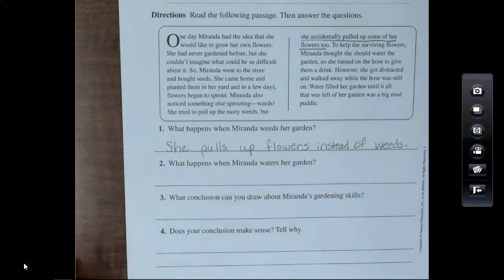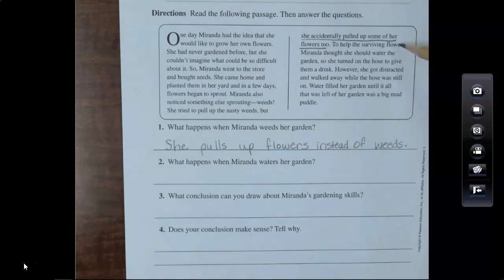Okay, write that in for number 1. Number 2 says, what happens when Miranda waters her garden? So she tried to pull weeds to help take care of her flowers in her garden. She decided she needed to water it because those are 2 things that are good, pulling weeds, watering flowers.